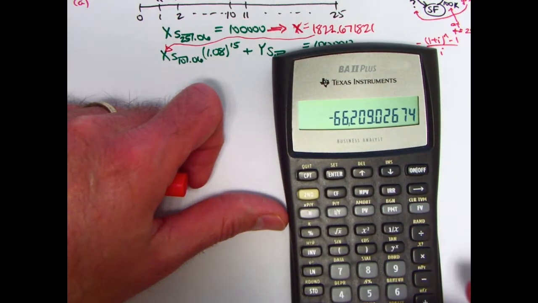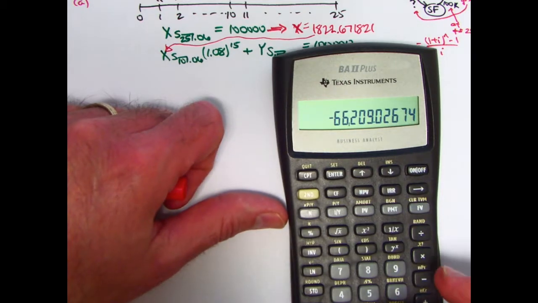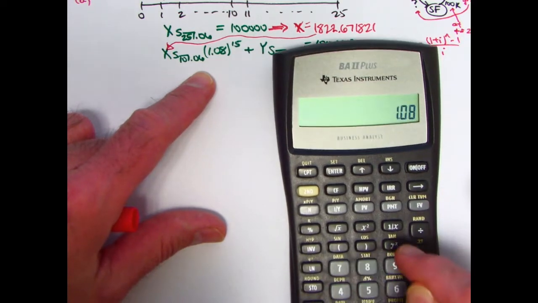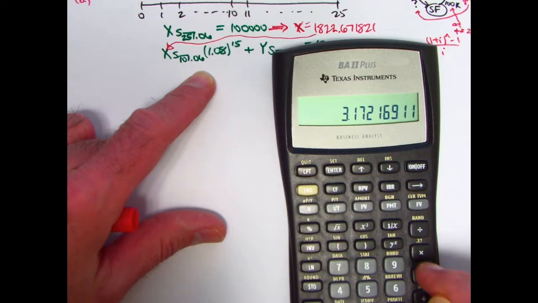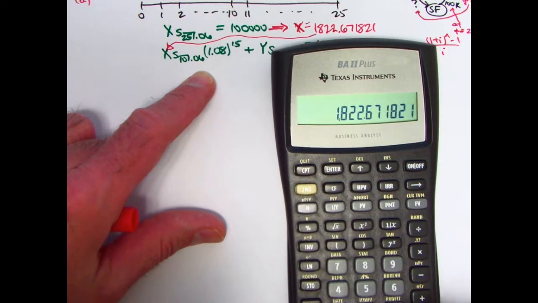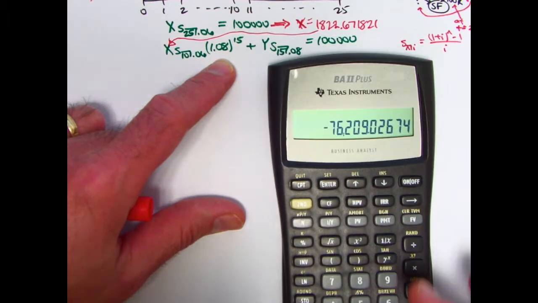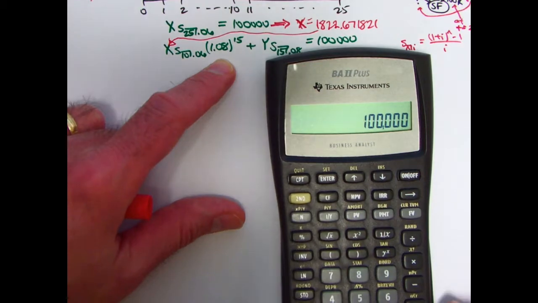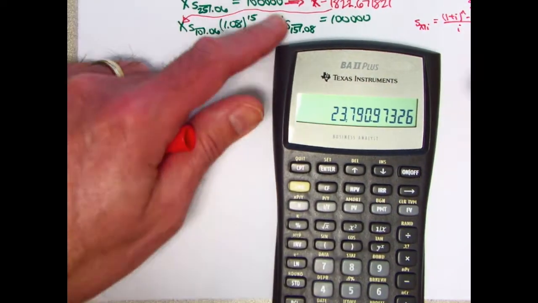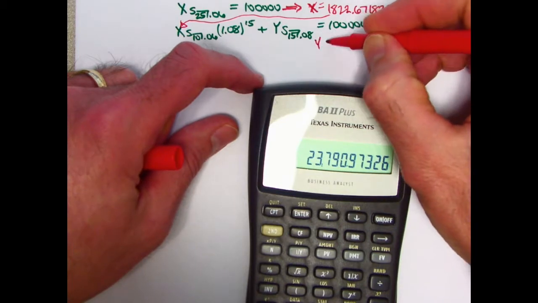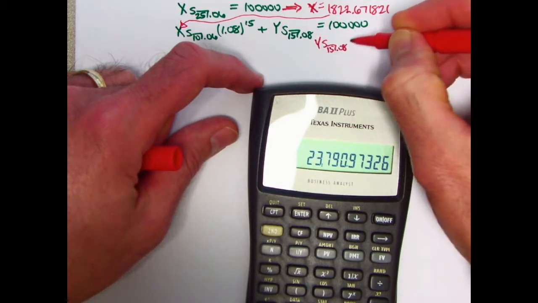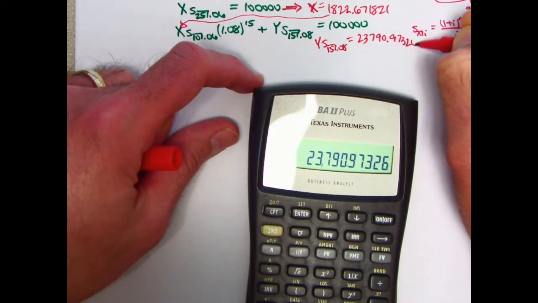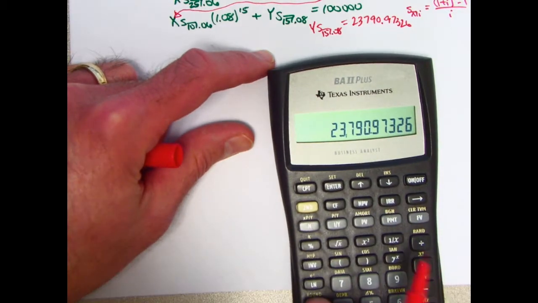Oops, must have made a mistake there. Forgot what it was. Sorry, I guess I have to redo things here. So 1.08 to the 15th power times what was in register 1 times what was in register 0. Subtract this from 100,000. I probably wrote the wrong number of zeros. 1, 2, 3, 4, 5 zeros. There we go. So now our equation to solve for y is y S_15 at 0.08 equals 23,790.97326. I'll store that amount in register 0.